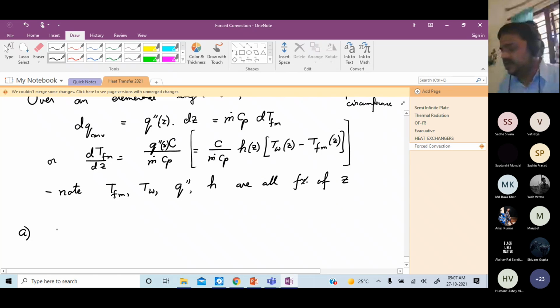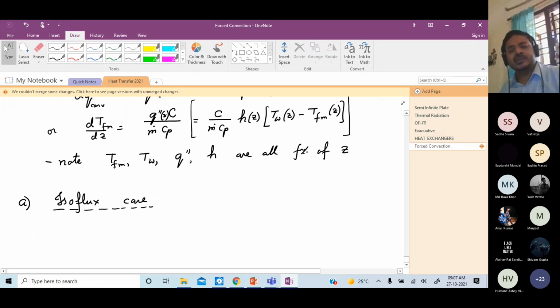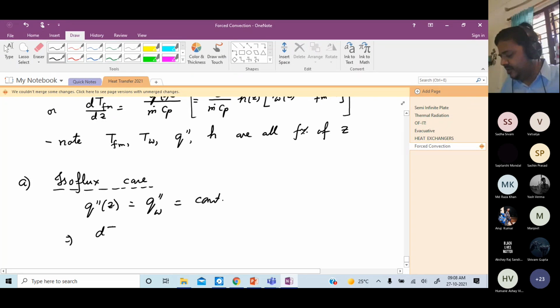Now let us take each of them one by one. The first one, let us start with isoflux. Normally so far I was talking about isothermal before isoflux. In this case, I'm taking A as isoflux just because it is the simpler one. Isoflux case is simple because q''(z) is equal to q''_wall, which is constant. So what does it mean? This means dT_fm/dz is equal to q''_wall times C divided by m dot cp, which is also constant, and not a function of z.